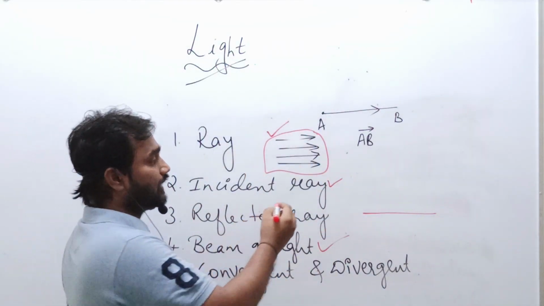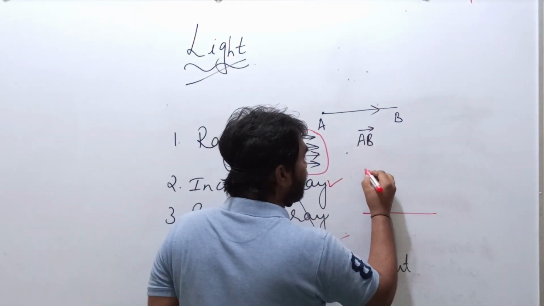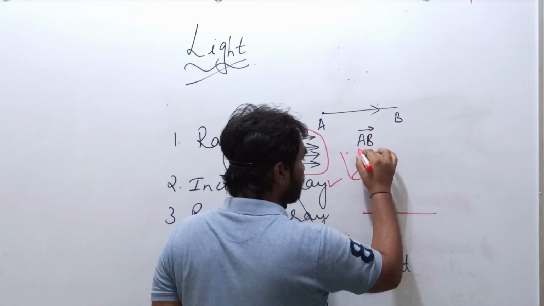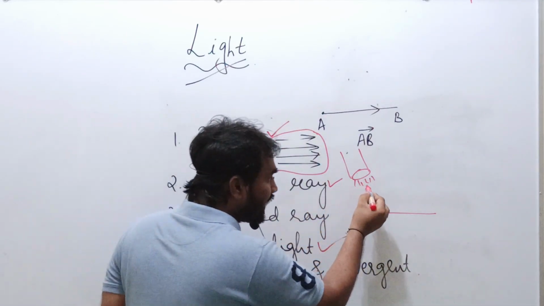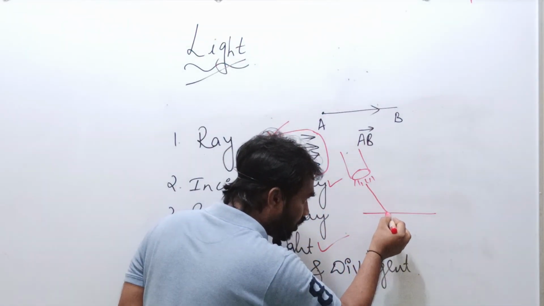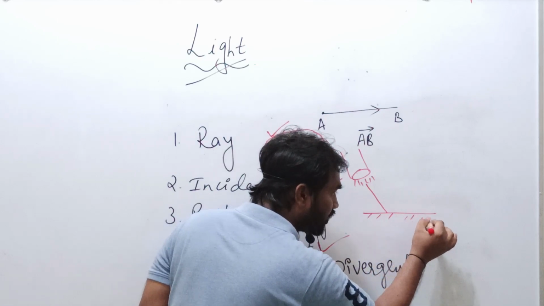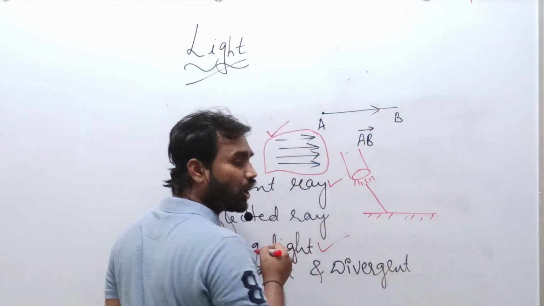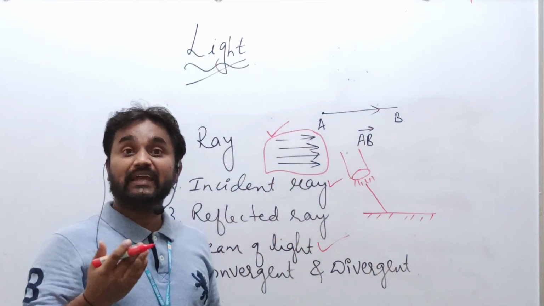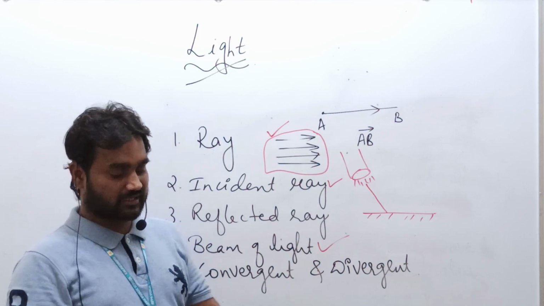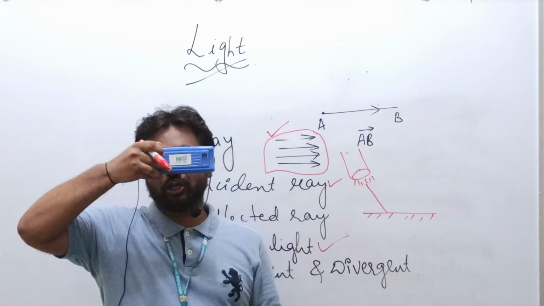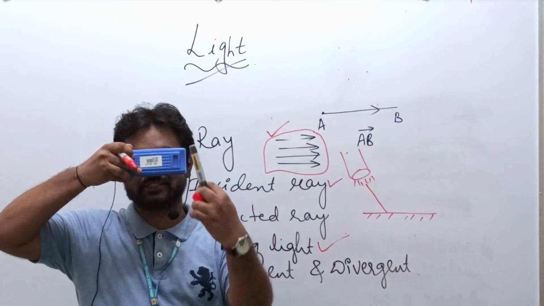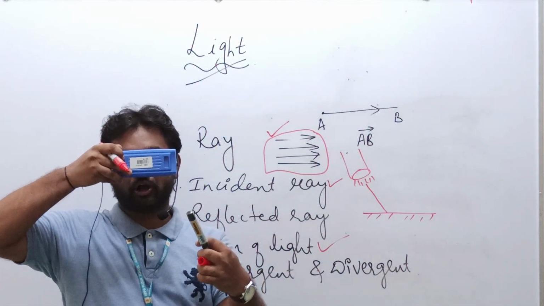Suppose I have a torch here, and the light ray is going to fall on this surface. This is an opaque object. Opaque means the light cannot pass through the object. If I hold this in front of my eyes, I will not be able to see what is behind this duster, because it is an opaque object.